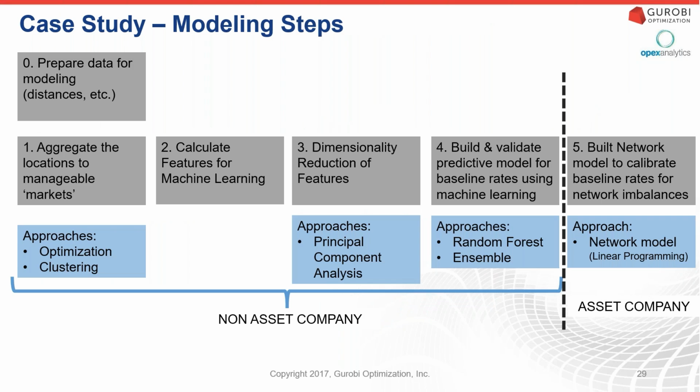So I think about the modeling steps we're going to go through. We're going to focus on the non-asset company. I'll talk a little bit about the asset in a second. From the non-asset company point of view, we need to prepare the data. We need to aggregate it, and we can aggregate it with optimization or clustering. We need to calculate features for machine learning. We need to reduce the dimensions, or at least think about this. In this case, we actually don't need to do it in the simplified version that Sam did. In other cases we've worked on, we've had 3,000, 4,000 features, and we needed to do this so that we could actually run the models. And then we need to build and validate our predictive model. So you can see lots of steps up until the modeling.